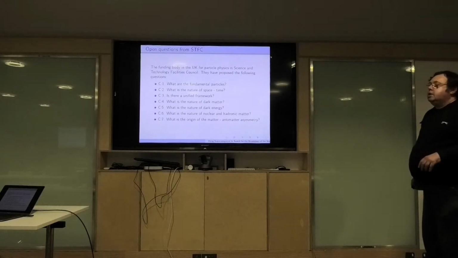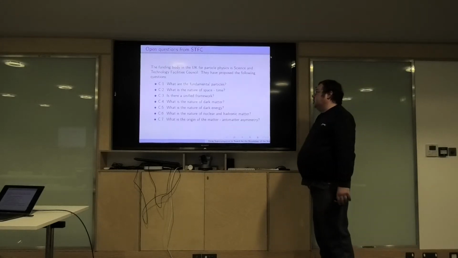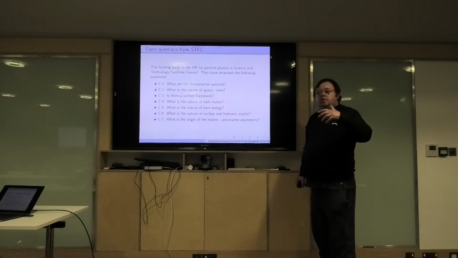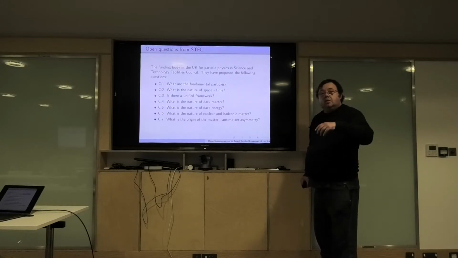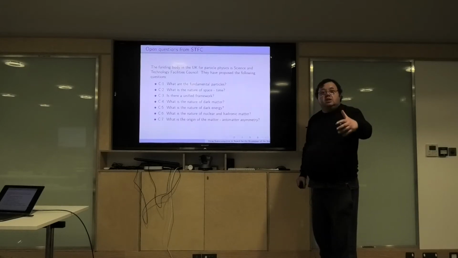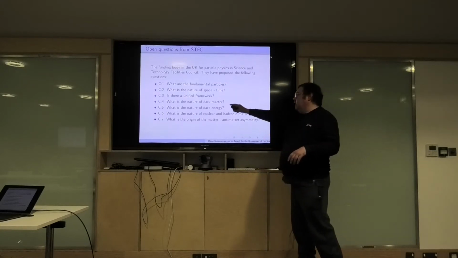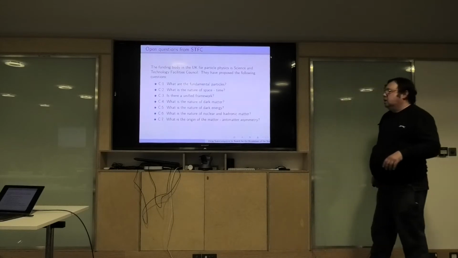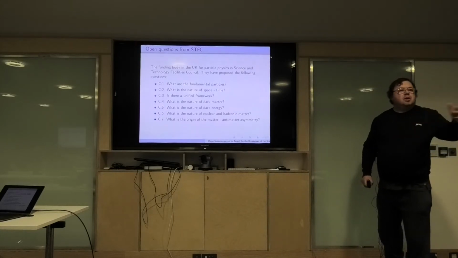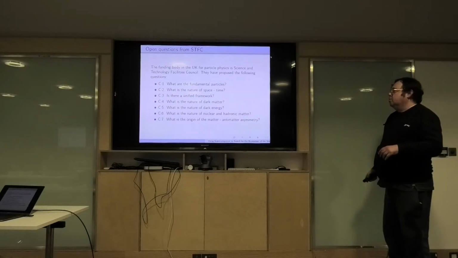Okay, so our funding body in the UK for particle physics is called the Science, Technology and Facilities Council, and they have a bunch of questions. What are the fundamental particles? What is the nature of space-time? Is there a unified framework? I told you we've come a long way from electricity and magnetism being unified, to radiation. Can we take this unified theory further? So all physics is just one unified theory. And then what is the nature of dark matter? What is the nature of dark energy? When you write a grant application, you say this is what I'm trying to do, because it defines the kinds of questions they thought were important.